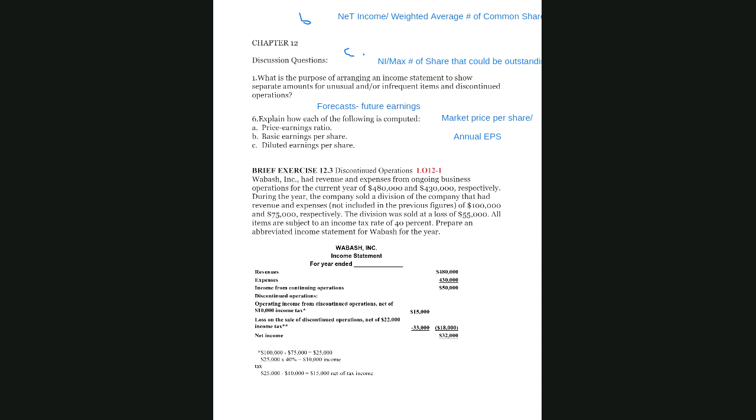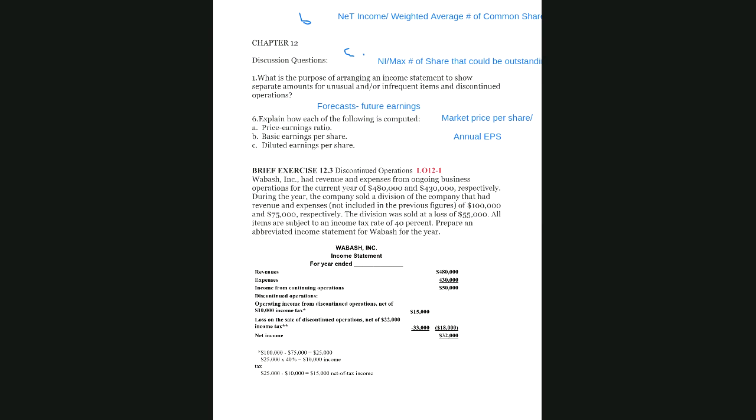Okay, now you know the basic formulas, you know the basic format now for the income statement, the revised format. If we have basically unusual and or infrequent items or events that occur over the course of the year, or if there's discontinued operations, we have to adjust the way this information is reported on the income statement.